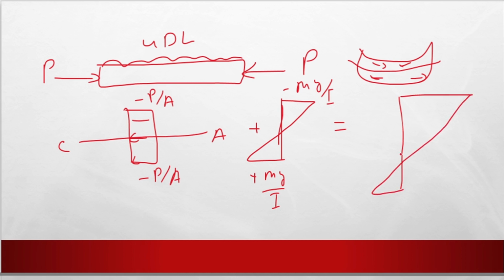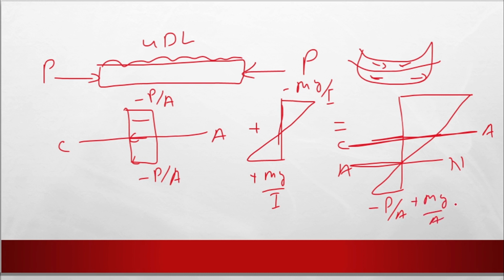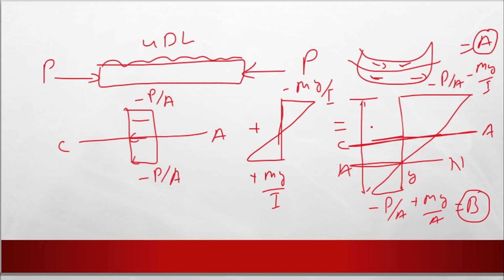In this case, this is the neutral axis and this is the centroidal axis, so the neutral axis will shift down. You can also calculate this distance. You know this is minus P by A plus M y by I, let's suppose you get an answer B, and this is minus P by A minus M y by I, and you get an answer A. Consider this distance from the bottom as y, and this height is basically the beam depth d.